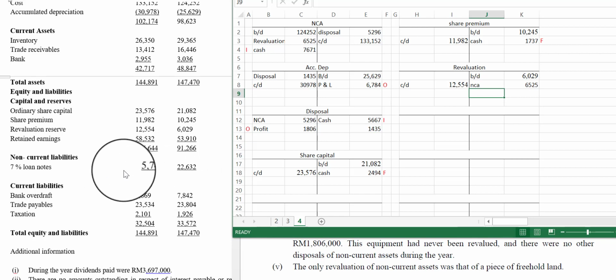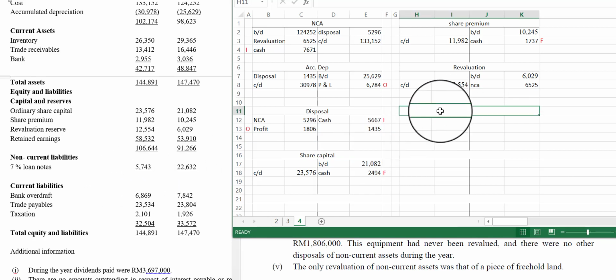Now, loan notes, if you can see here, you have an increase in your loan. Same thing, if you don't want to open a T account, it doesn't matter. Okay, but for demonstration purposes, I actually open everything for you all. 22632, there's the opening. Okay, then the closing is you have 5743. Now, this is the closing. So it means that during this year, the loan amount that you have actually reduced. Okay, so this is the cash figure that you're going to use later on.